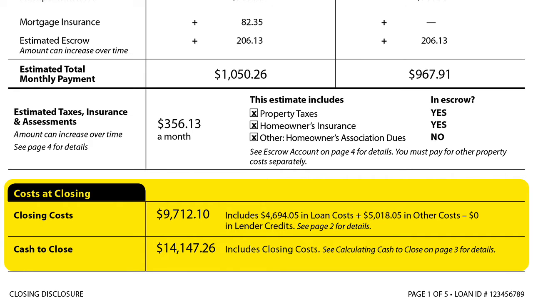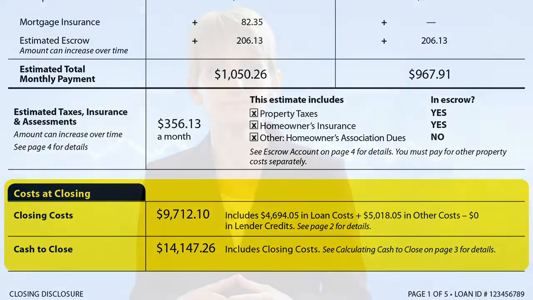Cash to close is a quick reference for the amount of the wire for the funds that the borrower needs to send in for their closing. The details of how that number was arrived at are available on page 3 of the CD. If this number is negative, this is the amount of cash back that the borrower will receive as a result of the closing.